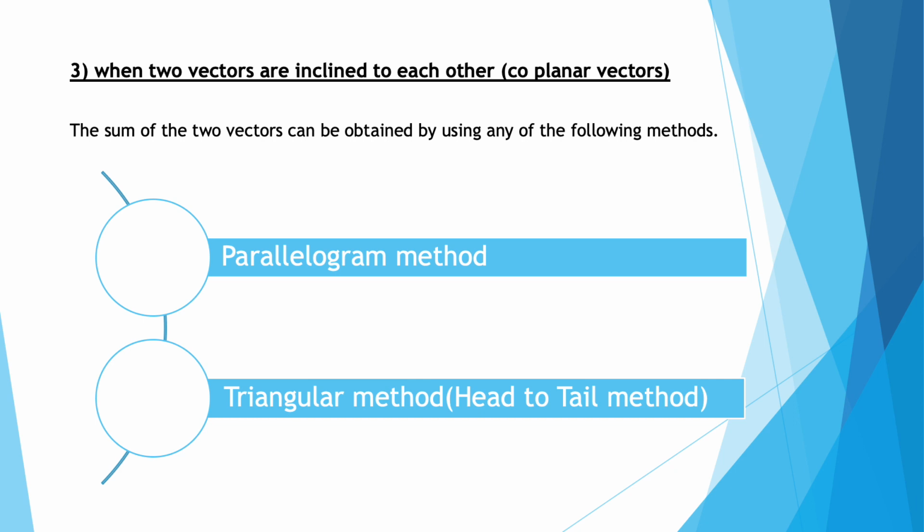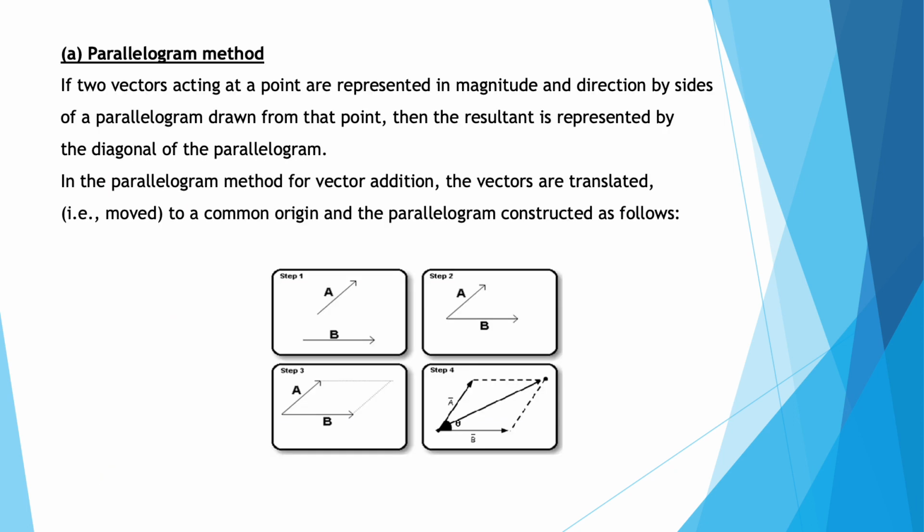Then the third rule: when two vectors are inclined to each other, or coplanar vectors. When two vectors are in a single plane and they are making a particular angle, how can we find the resultant vector? The sum of the two vectors can be obtained by using either of the following methods. Here we have two methods.